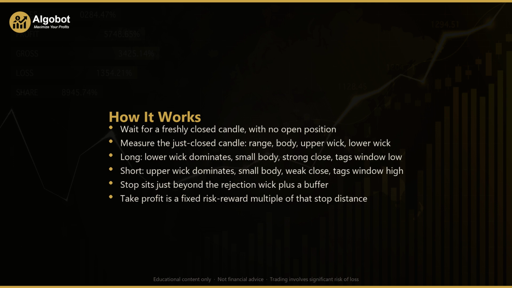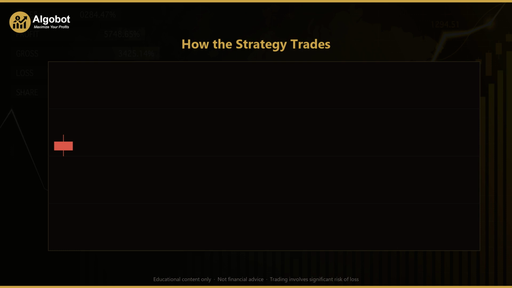The take profit is then set at the entry plus the risk reward multiple times that risk. A short mirrors this perfectly. Entry at the bid, stop just above the shooting star's high plus the buffer, and target the same risk reward multiple below entry. Because the stop sits beyond the wick, it rests exactly where the trade idea would be proven wrong. Let's follow the action on the chart, using the pound against the dollar.